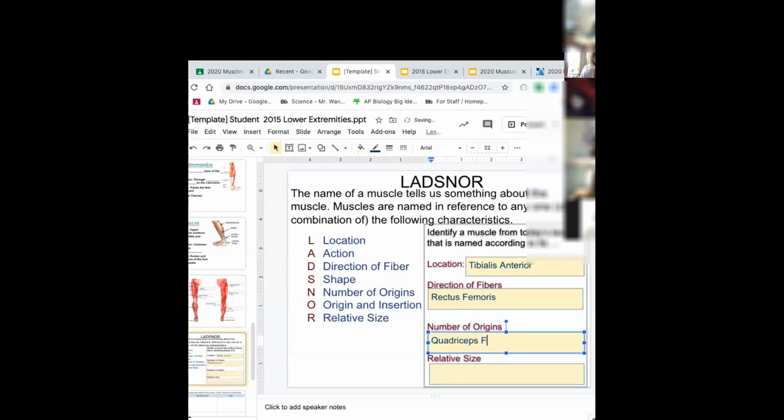Wait, sorry. So what was the answer of the fiber one? Rectus femoris? Oh, am I not sharing? Oh, yeah, no, you are, but I have you really small. No, you're fine. The only one that I think we named in this lecture was the rectus femoris. And for number of origins, you have biceps femoris or quadriceps femoris. And then we only named one relative size. Rafi. Gluteus maximus. I guess we named two because there was the maximus and the medius.